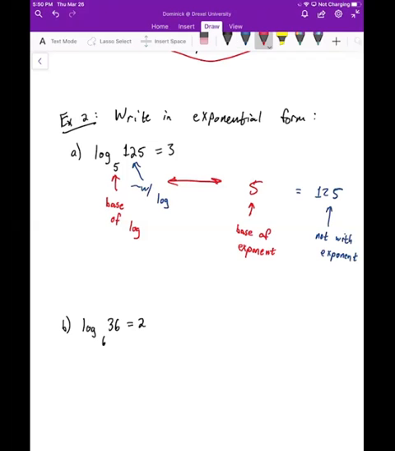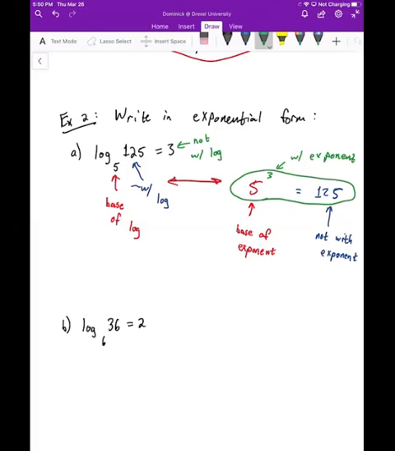And the thing that's not with my logarithm, so the 3 is not with the log, so that should be with my exponent. So this is the exponential form of our logarithmic equation.